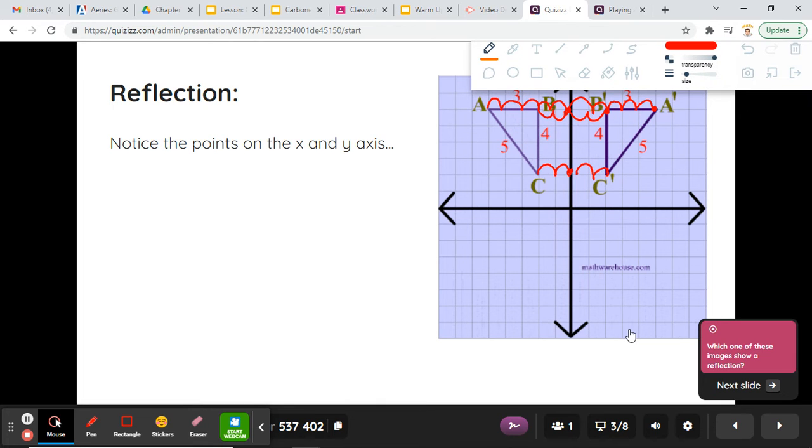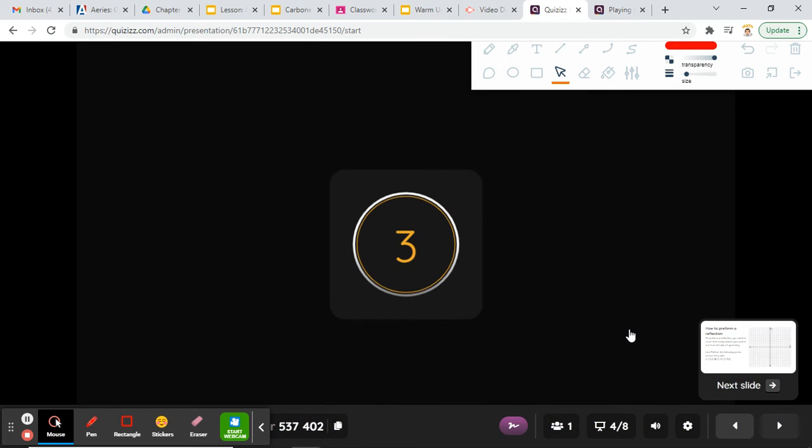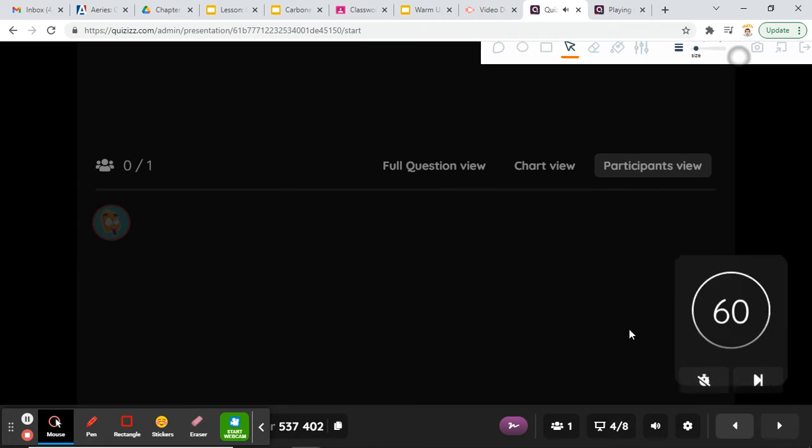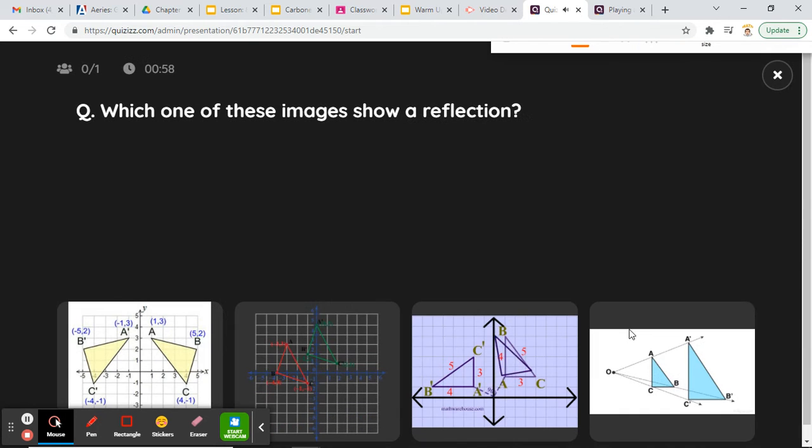Alrighty, so let's go into a quick question here. I want you guys to think about this on your own. So which one of these shows a reflection? Is it this one over here on the bottom left? Is it the one in the middle? Is it the one slightly right here? Or is it the one on the far right? I want you to think for a second, which one of these figures shows a reflection?